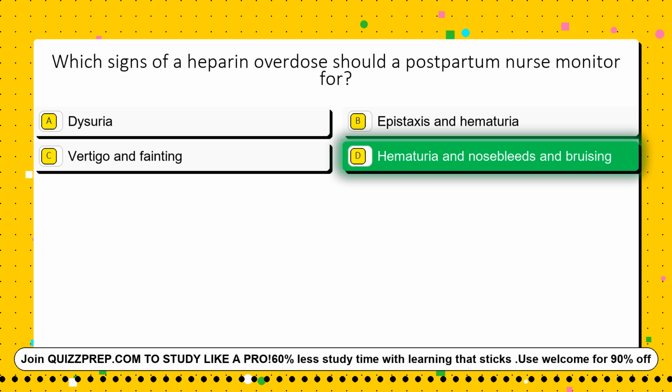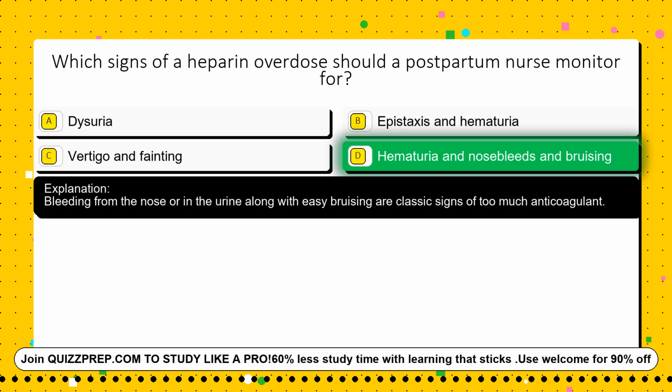The correct answer is option D. Hematuria and nosebleeds and bruising. Bleeding from the nose or in the urine along with easy bruising are classic signs of too much anticoagulant.